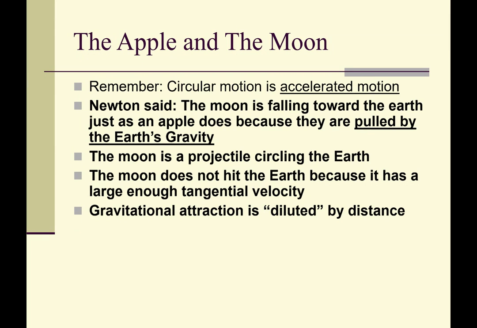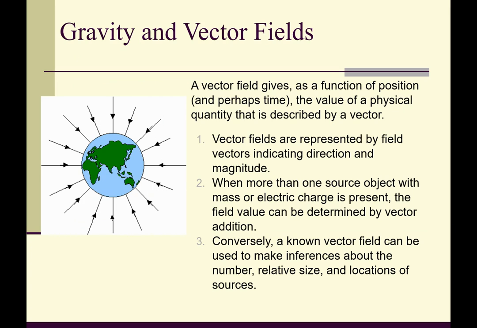Now, gravitational attraction is going to be diluted by distance, meaning the further an object gets away from the center of the Earth, the less that gravitational force is going to act on it. So when we look at gravity and vector fields, a vector field gives as a function of position and perhaps time the value of a physical quantity that is described by a vector. So vector fields are represented by field vectors indicating direction and magnitude.